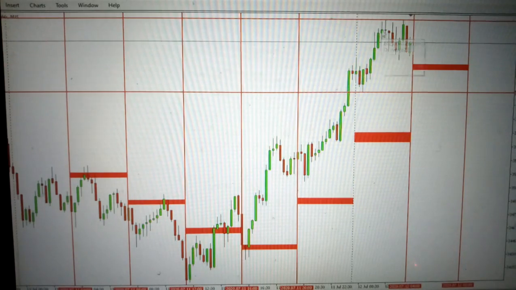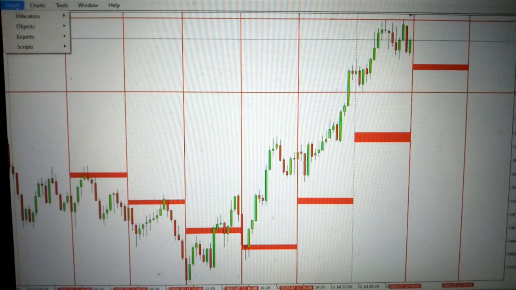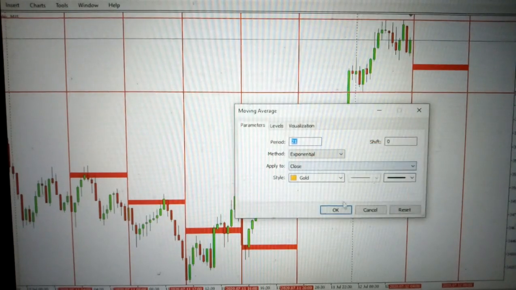Now this is my highest point. If price breaks and closes above this point, I should expect some bullish move. This is my lowest point for the 4 hour. If price breaks and closes below this particular line, I should expect reversal or retracement. Now let me load up the moving average, the 21 exponential moving average.